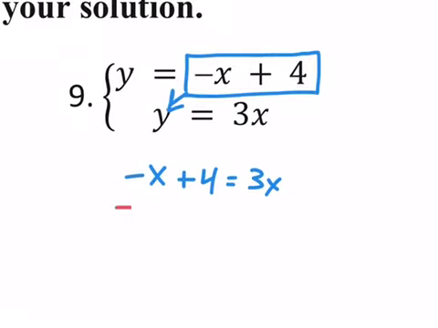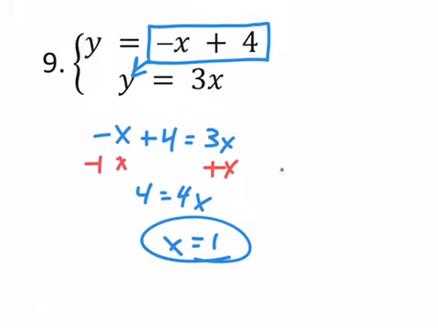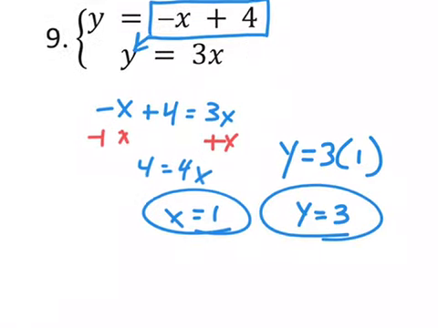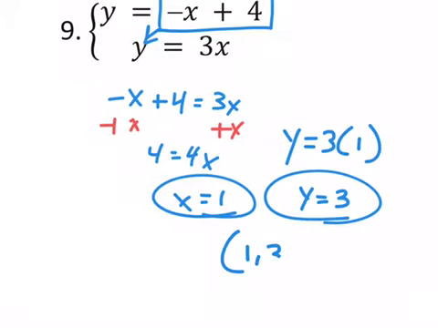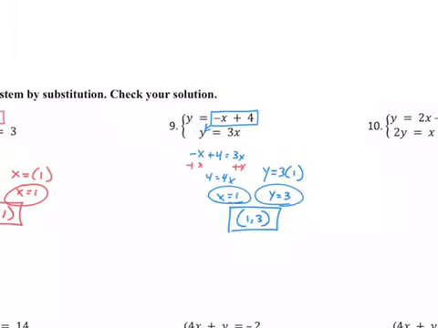Add the x to both sides, and you will get that 4 is equal to 4x, giving us x is equal to 1. Pick either one of those equations. I'm going to pick the y is equal to 3x, plug in the 1, y is equal to 3. So our coordinate point answer, point of intersection, is (1, 3). All right.